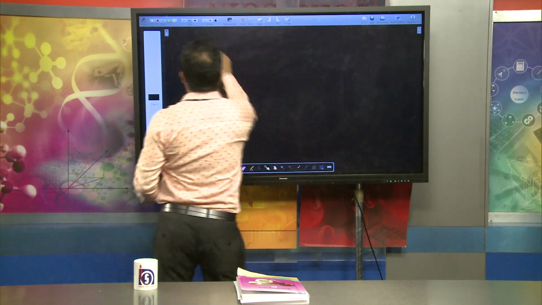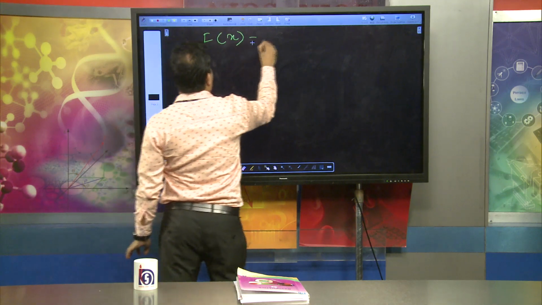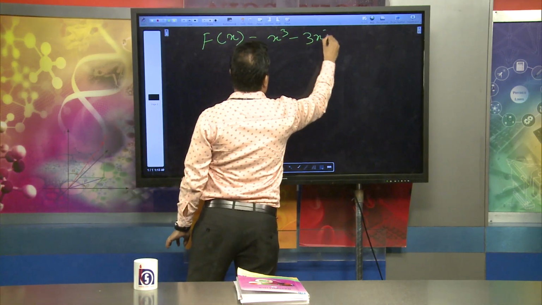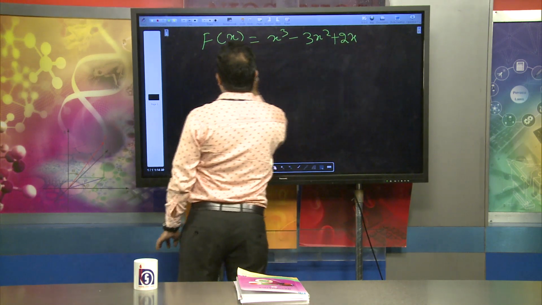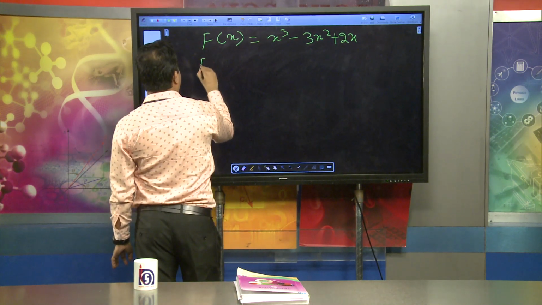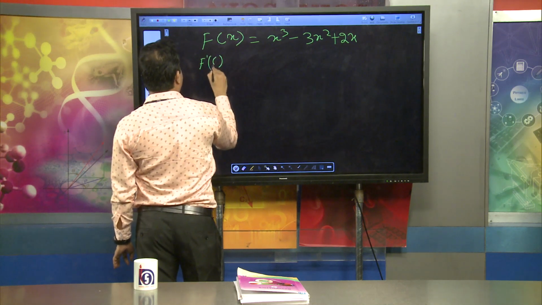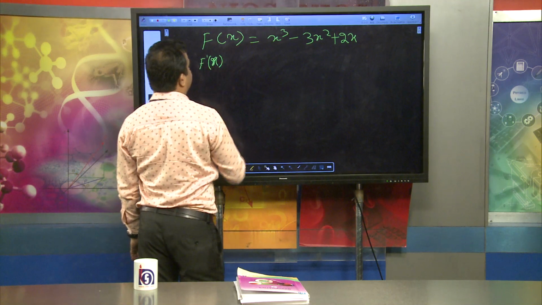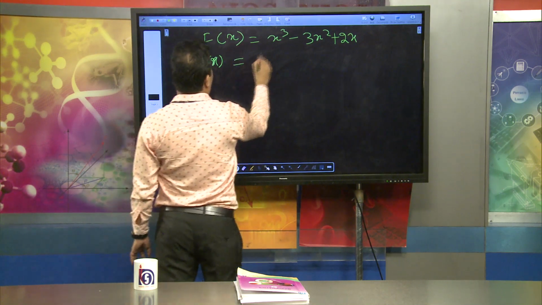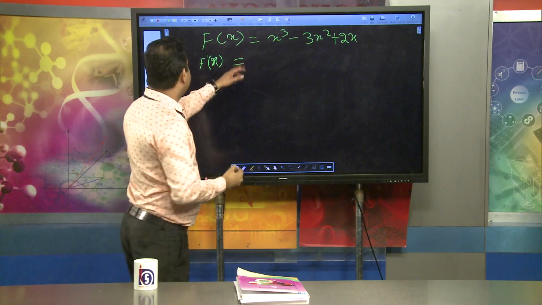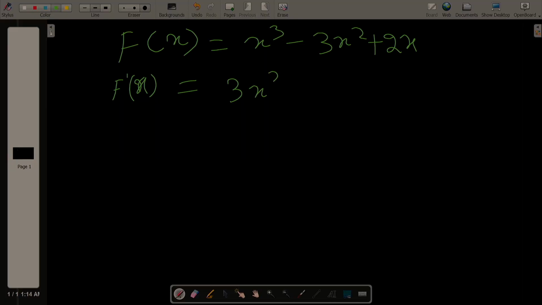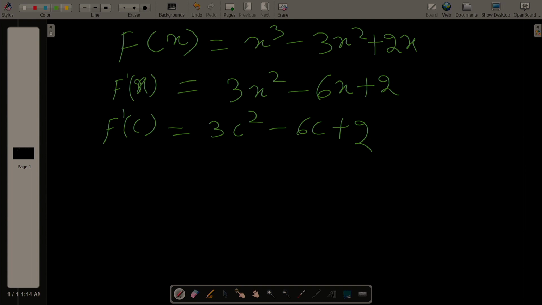Suppose the function is f(x) equals x cube minus 3x square plus 2x. Now, when we talk about f'(c), first we have to find f'(x). The derivative of x cube is 3x square, so f'(x) equals 3x square minus 6x plus 2. Then f'(c) equals 3c square minus 6c plus 2. That means in place of x I have written the value of c.